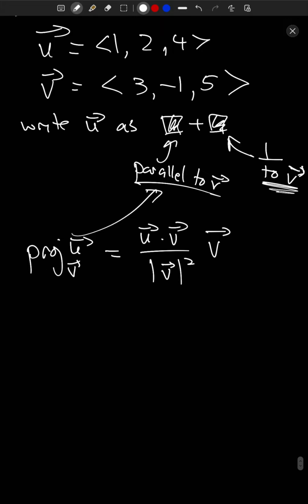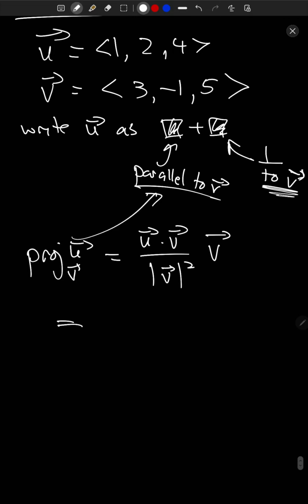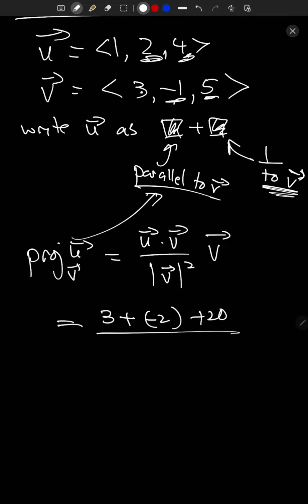Because it's going to be squared away anyway. So let me do the computation. u dot v is going to be 1 times 3, which is 3, plus 2 times minus 1, which is minus 2, and then plus 4 times 5, which is 20. All right, so that's the u dot v on top.